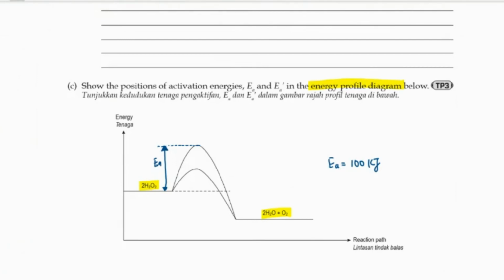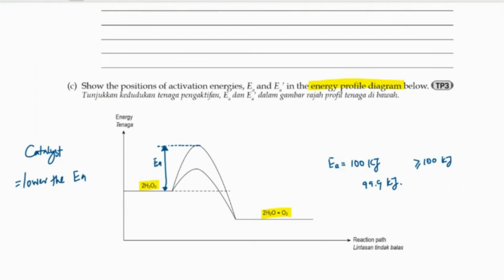Meaning that the collisions must have 100 kilojoule or more, then they can produce a product. If less than 100, like say 99.9 kilojoule, it still cannot produce a product. It still remains in molecule form, in the reactants. Okay, clear?